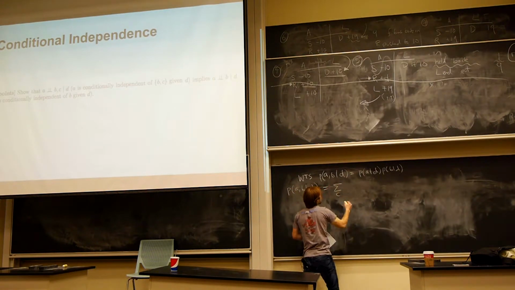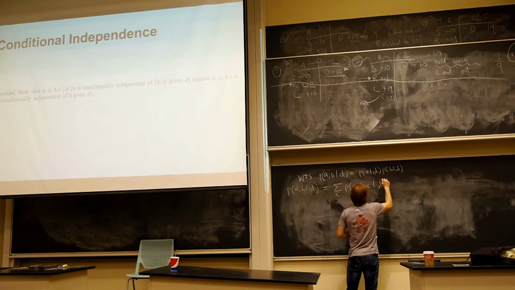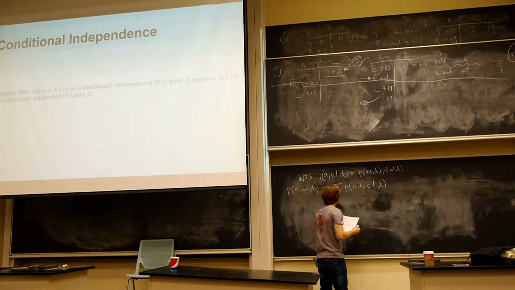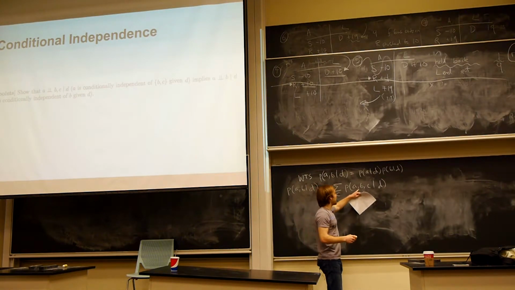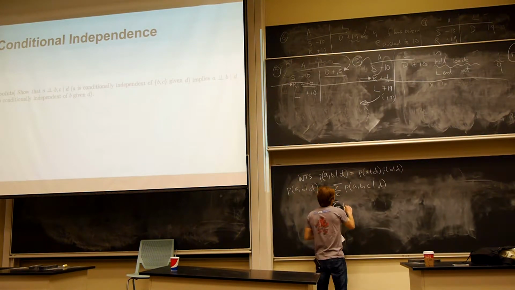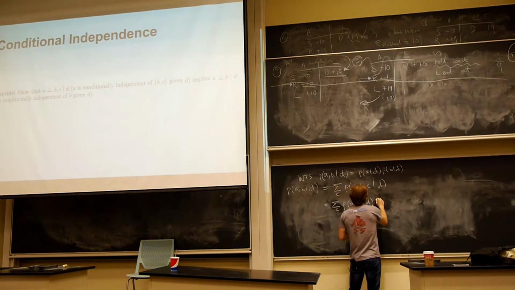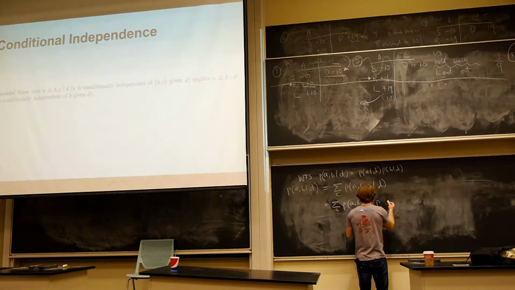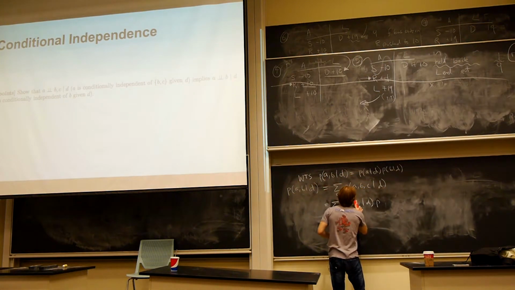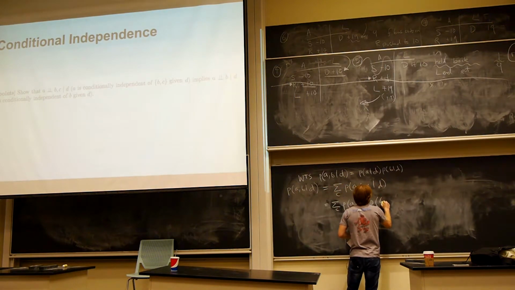So we can take a sum over c and then do probability of a comma b comma c given d. So this is just a marginalization of the c variable. And then based on our hypothesis that a is independent of b and c given d, we can write the following as the product of two terms. So we take the sum over c of the product of probability of a given d and the probability of b and c given d. Actually, did we say a is independent of b and c? Yeah, a is independent of b and c. So, wrong way. Probability of a given d and the probability of b and c given d.